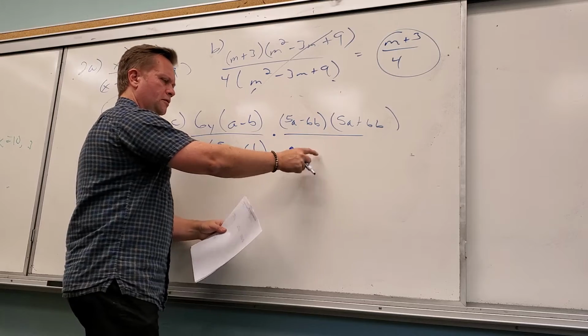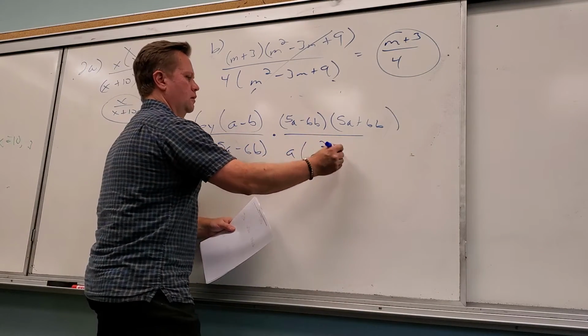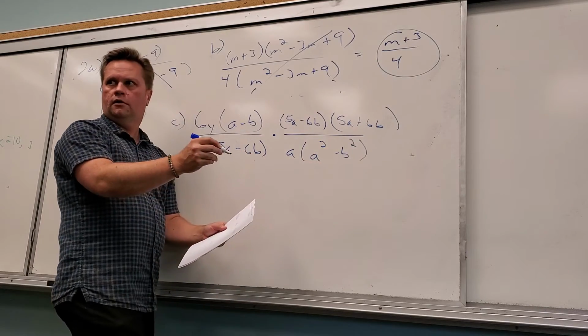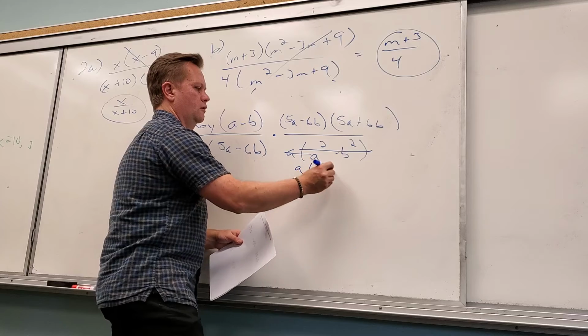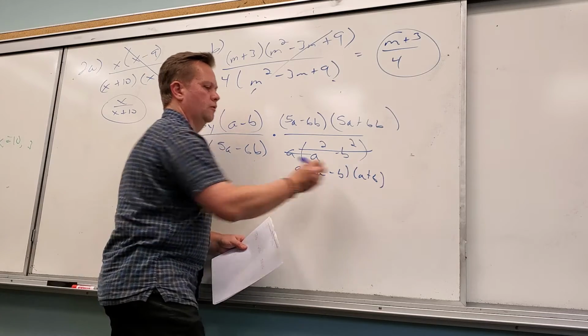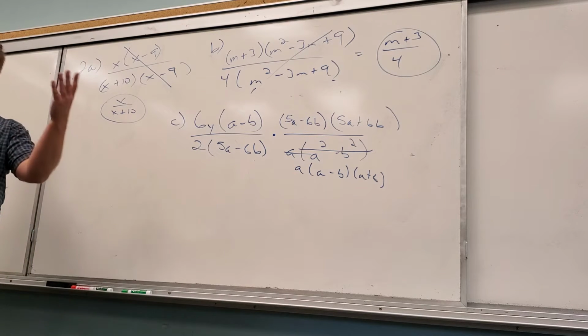The thing that is on the top, you can take an A out. You get A squared minus B squared, 2 times... And in the interest of space, let me just put this underneath, so I don't have to rewrite everything. Do that same thing too.